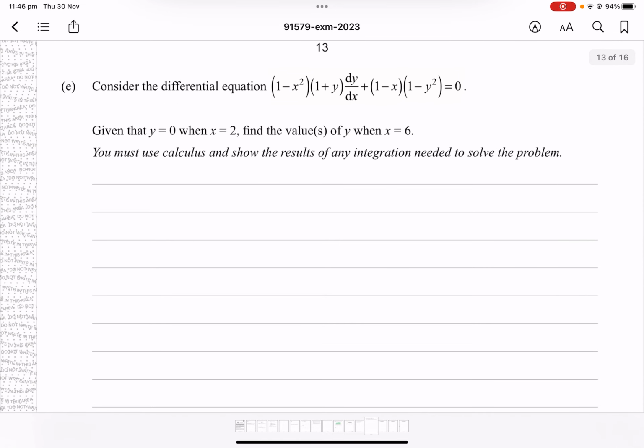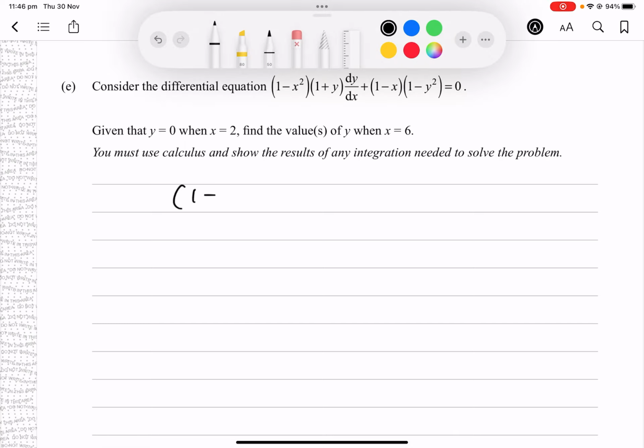Consider the differential equation (1 - x²)(1 + y) dy/dx + (1 - x)(1 - y²) = 0. For this question, we probably want to make this into a separable differential equation. So we have (1 - x²)(1 + y) dy/dx = -(1 - x)(1 - y²).